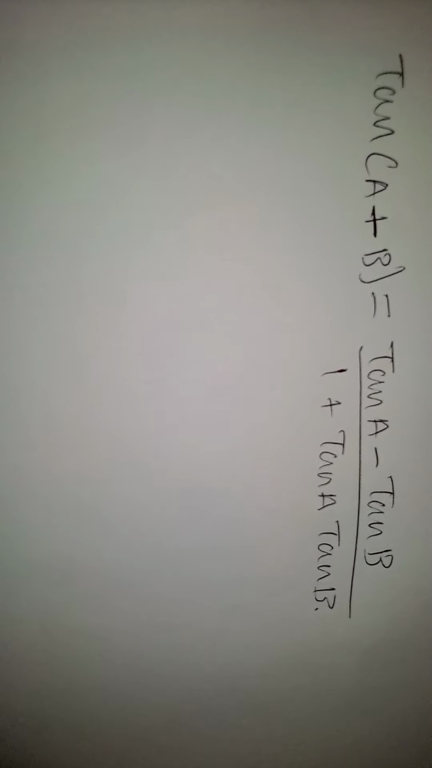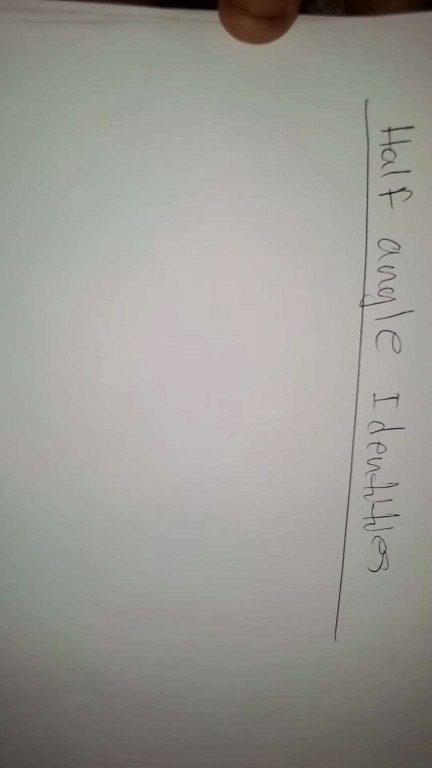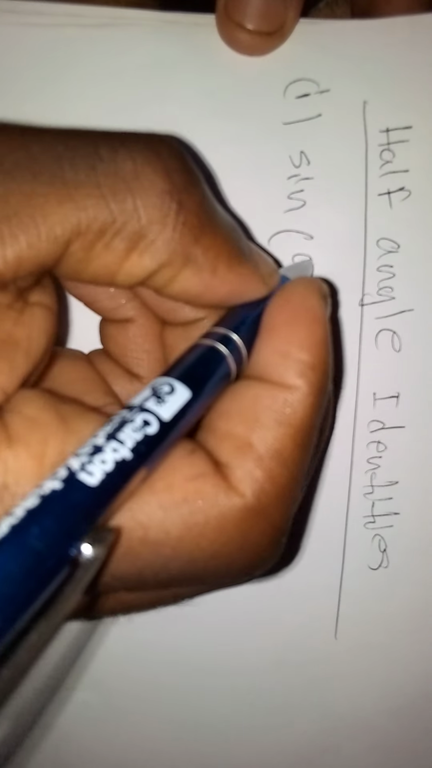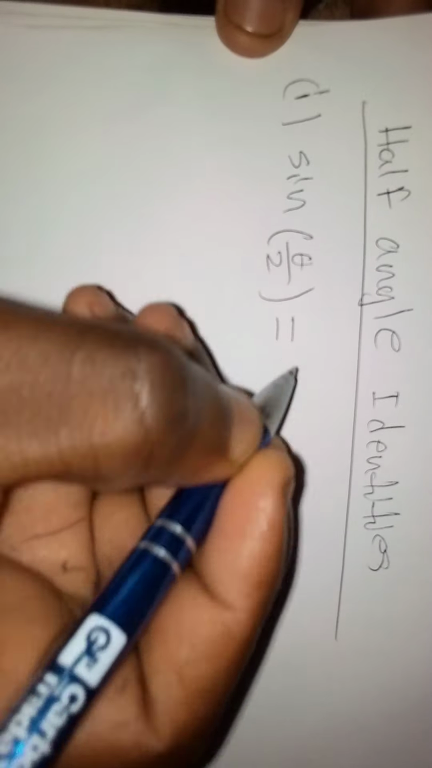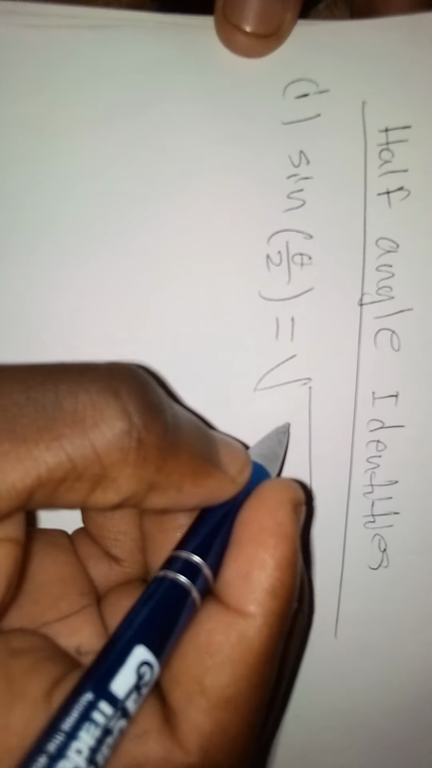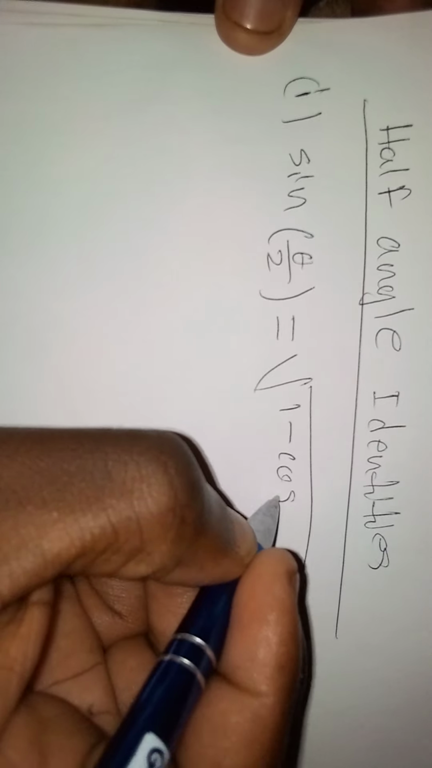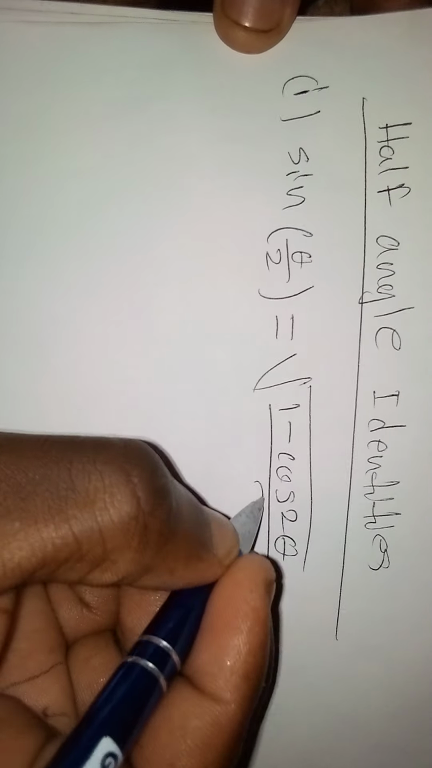Okay, let us now also look at the half angle identities. I'm giving you all the important identities that you need to answer any questions that you may be asked. These ones are called half angle identities. The first one is sine theta over 2 is equal to the square root of 1 minus cos theta divided by 2.